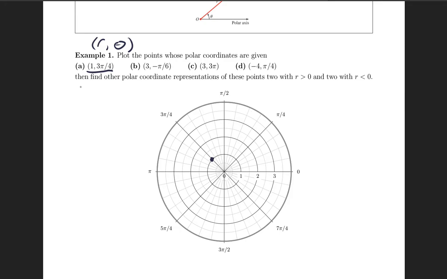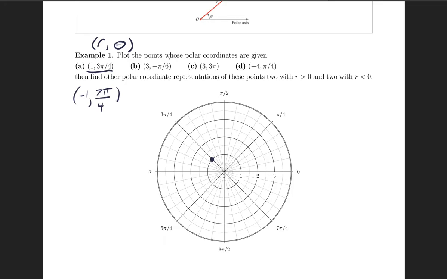Let me show you that. Here, if we had r to be negative 1, and we had our angle to be 7 pi over 4, here we go to this angle, 7 pi over 4. And instead of going in the positive direction, we're going to go in the negative direction. And that will end us back at this point. Okay? So these 2 points are the same.